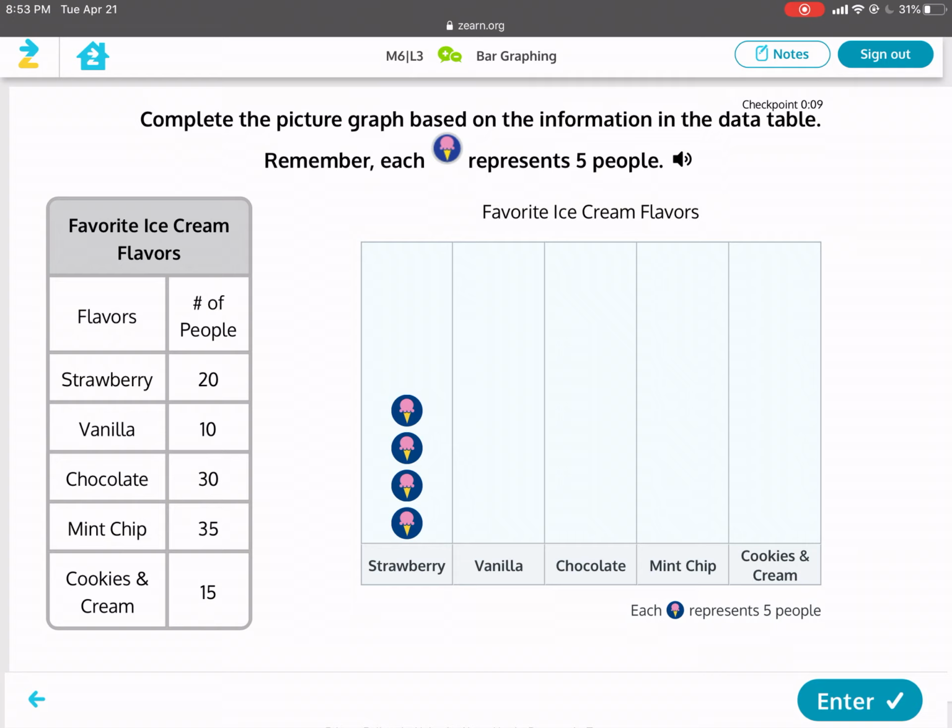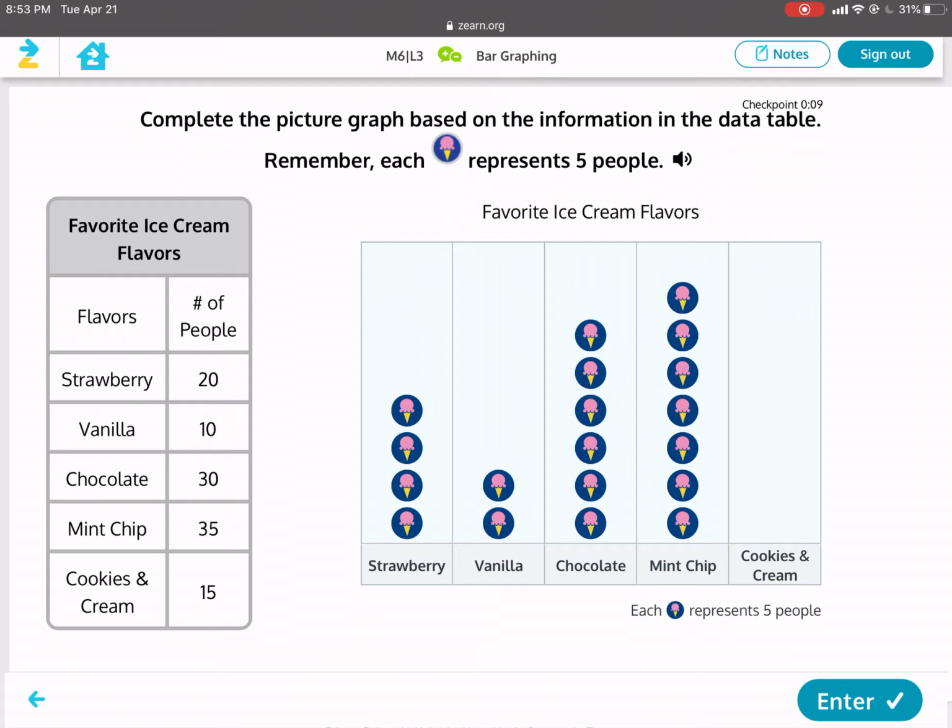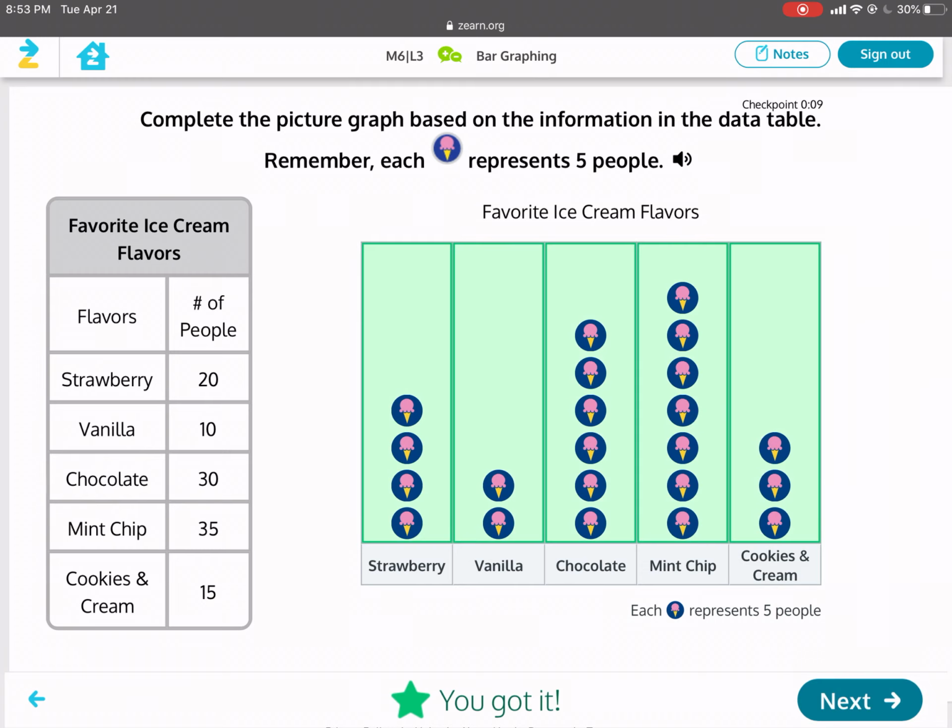So vanilla, there are 10: 5, 10. Chocolate, 30 chose chocolate: 5, 10, 15, 20, 25, 30. Mint chip was 35: 5, 10, 15, 20, 25, 30, 35. And 15 people chose cookies and cream: 5, 10, 15. I just counted by 5s as I added the icons to the picture graph.